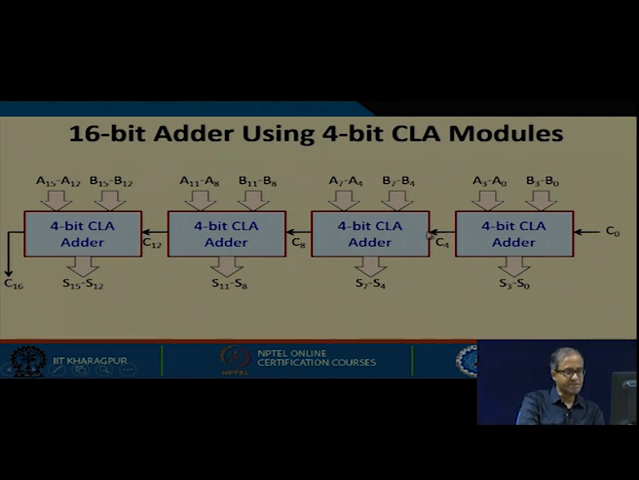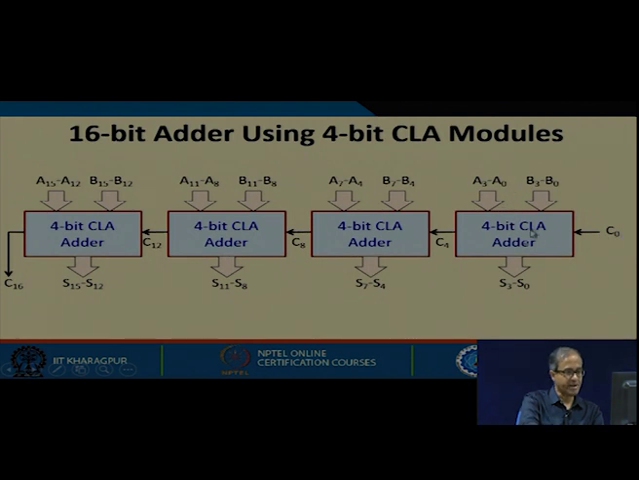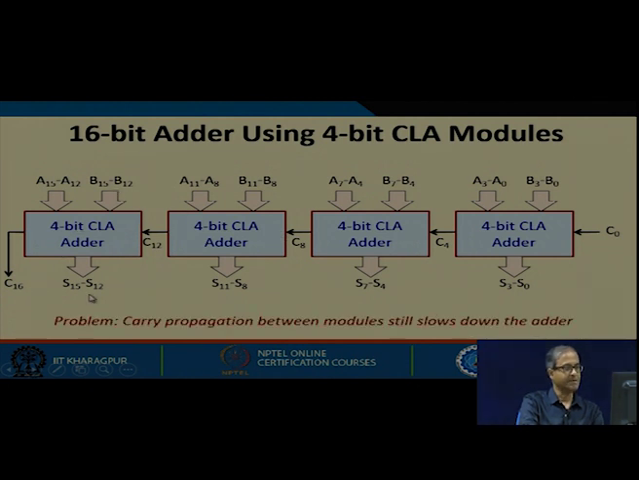Unless C4 is available, you cannot start addition here. Unless C8 is available, you cannot start addition here. Of course, you can do this GI and PI generation in parallel, but for the carry look ahead circuit you have to wait 2 delta, and only after that C4 will be generated, then C8, then C12, right. So carry propagation between modules is still slowing down the adder here.